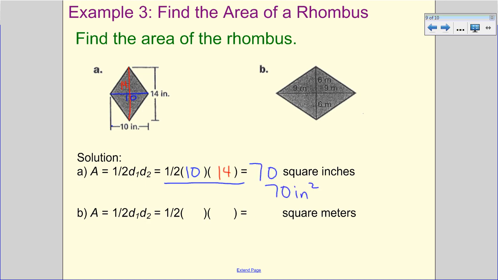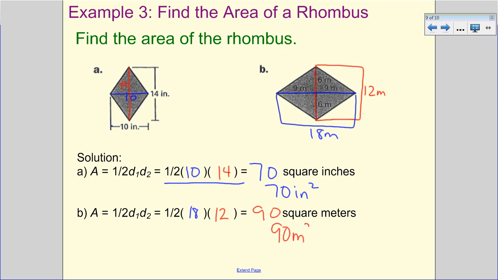70 inches squared. Now, if we look at our second example, this 6 is for the top, and this 6 is for the bottom, which means this first diagonal is 12 meters. I have 9 to the center and 9 going across, so that means this second diagonal is 18 meters all the way across. So I'm doing 1/2 times 18 times 12. Once again, regardless of how you want to do your multiplication, those three values have a product of 90 square meters, or 90 meters squared.